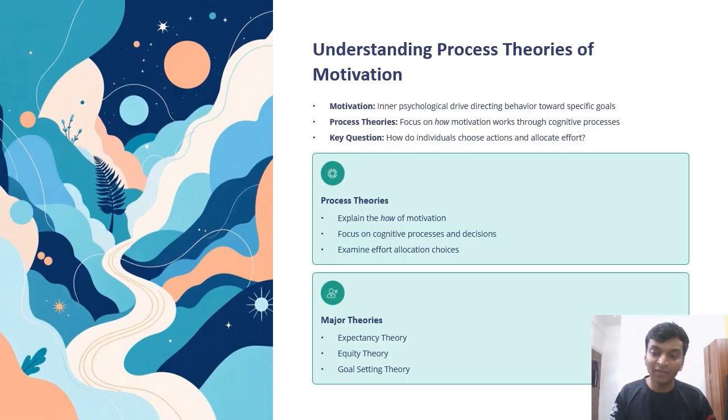That's where we explain process theories. The process theories explain the how of motivation, the cognitive processes and decisions that each individual takes, and examine effort allocation choices. The three major theories that we're going to talk about are expectancy theory, equity theory, and goal setting theory. Expectancy theory is the topic that I will be talking about, while the rest will be continued by my peer members.